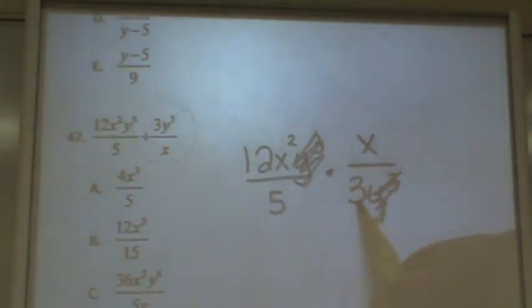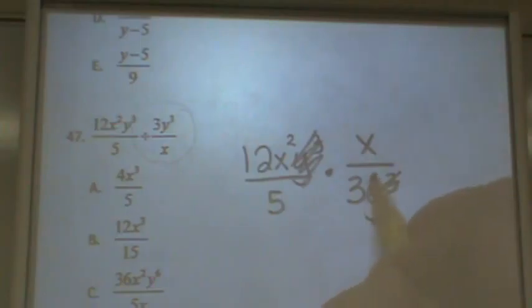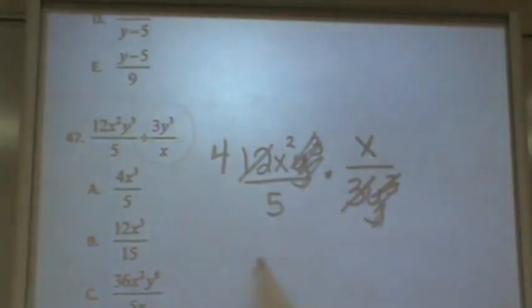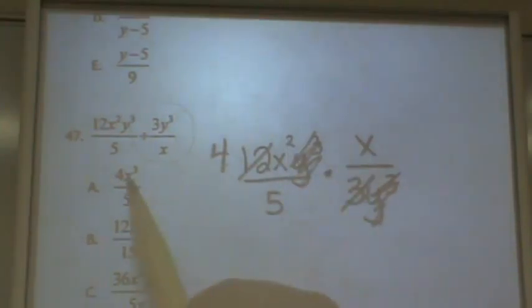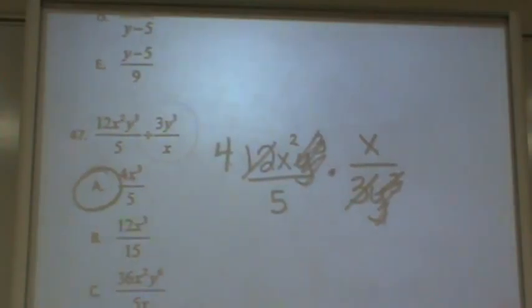And 3 goes into 12 4 times. So I know it's 4/5. I don't have but 1 4/5, and it is x cubed, because I have 2 x's here and 1 x here. So A would be the correct answer.